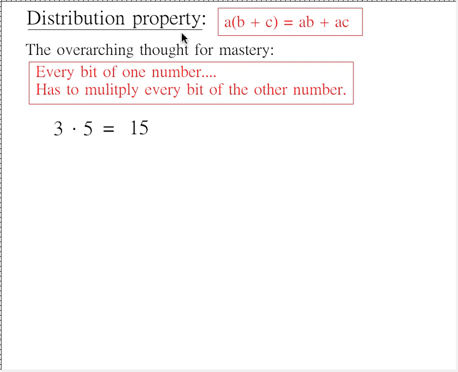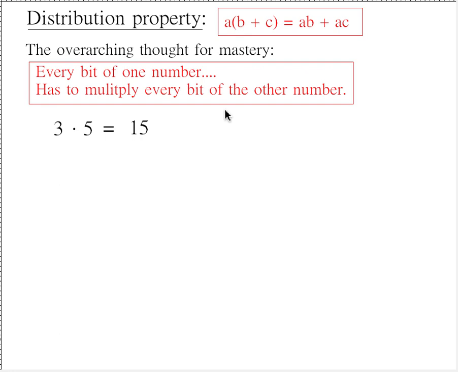Now, the way it's normally described in a textbook is like this, which is perfectly fine if you are happy interpreting symbols and algebra. But for many of you, you're a bit shaky in math, and I thought what we'd do is figure out a way to swallow this thing and master it in as deep a way as possible. In other words, what I'm looking for here is the overarching thought for mastery. And I think I found it in the simplest English possible. Namely, here it is. Every bit of one number has to multiply every bit of the other number. That is the essence of the distribution property.